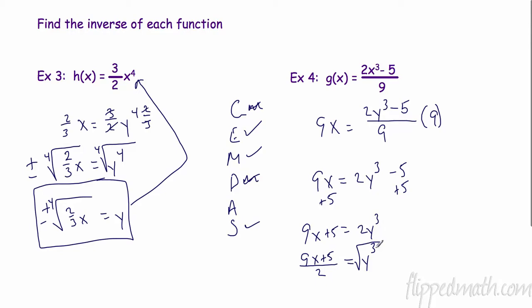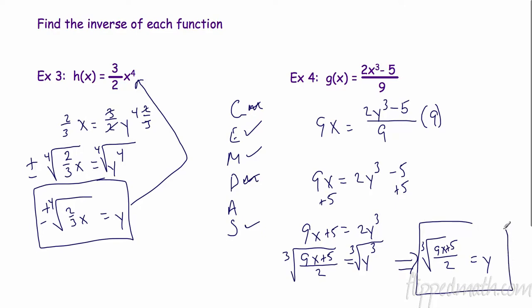And last but not least, I'm going to take the cube root. The cube root. So, what do we have? We have the cube root of 9x plus 5 over 2 equals y. That is our inverse. Remember, when you take the cube root of something, or an odd numbered root, you don't need to do the plus or minus because the cube root gets rid of that.